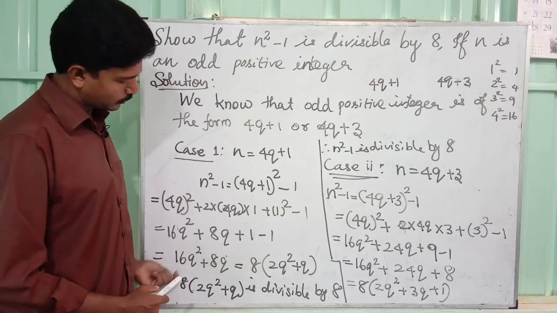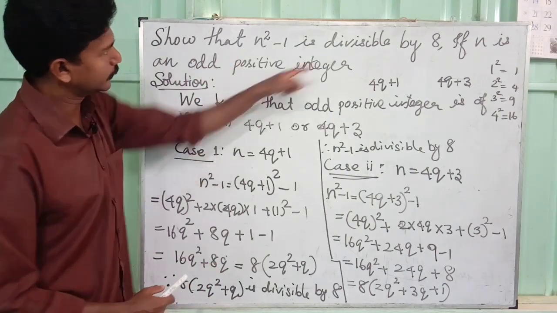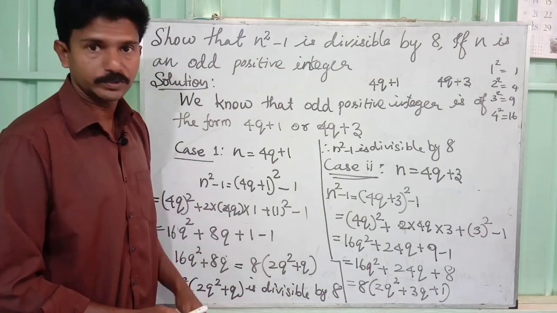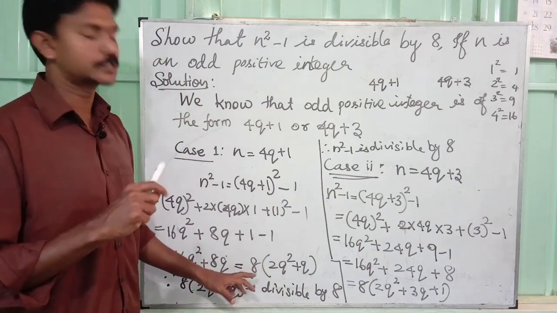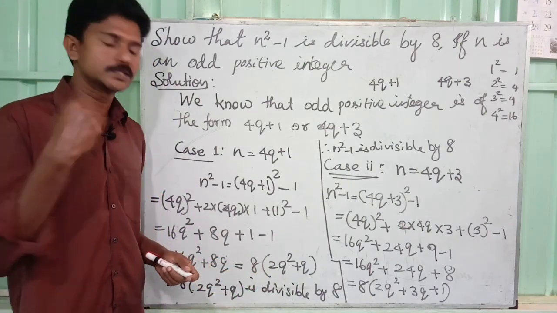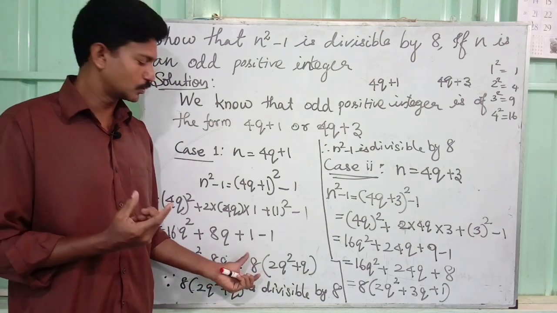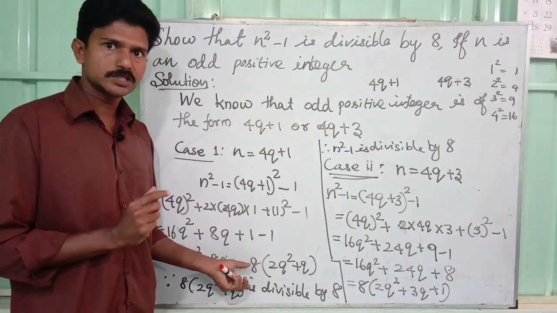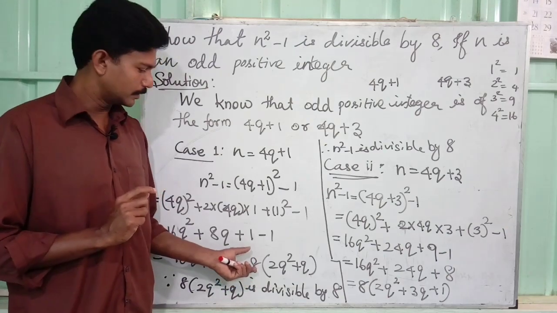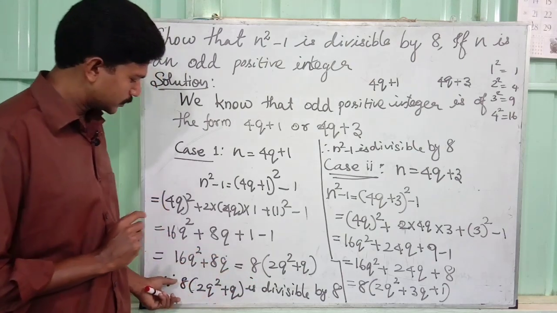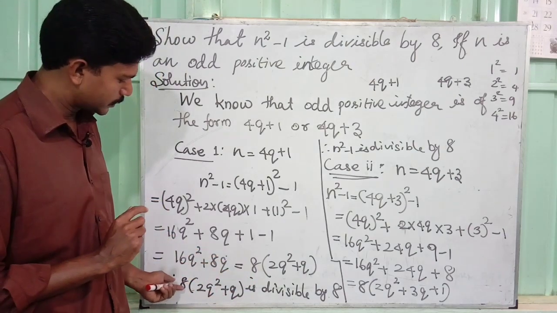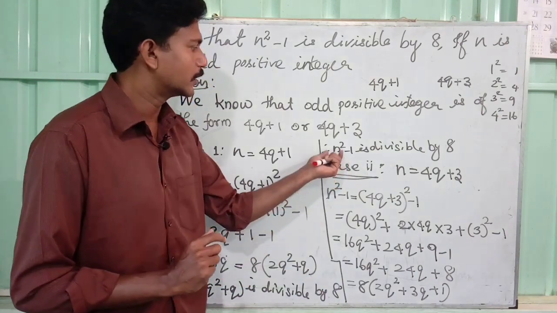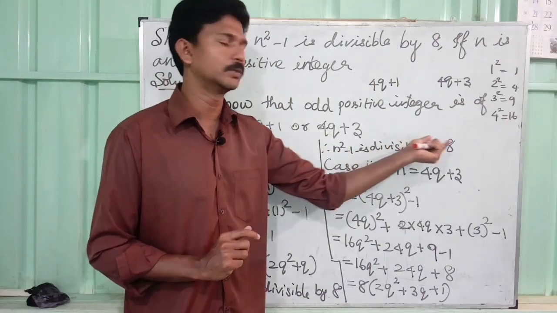So we can take 8 common outside, because we need it to be divisible by 8. So we get 8 into (2q square plus q). So we got 8 into one number, which means one of the factors is 8. So this number is obviously divisible by 8. Okay, so we can say that since 8 into (2q square plus q) is divisible by 8, therefore n square minus 1 is divisible by 8.